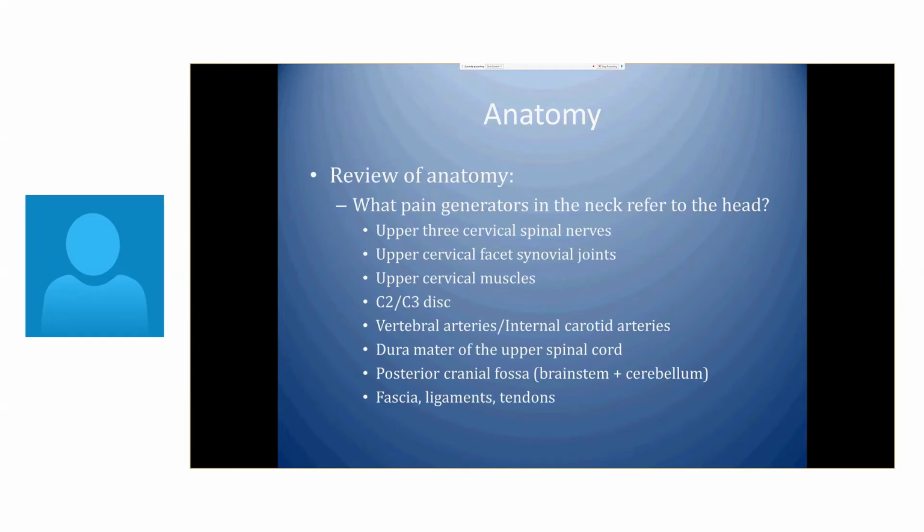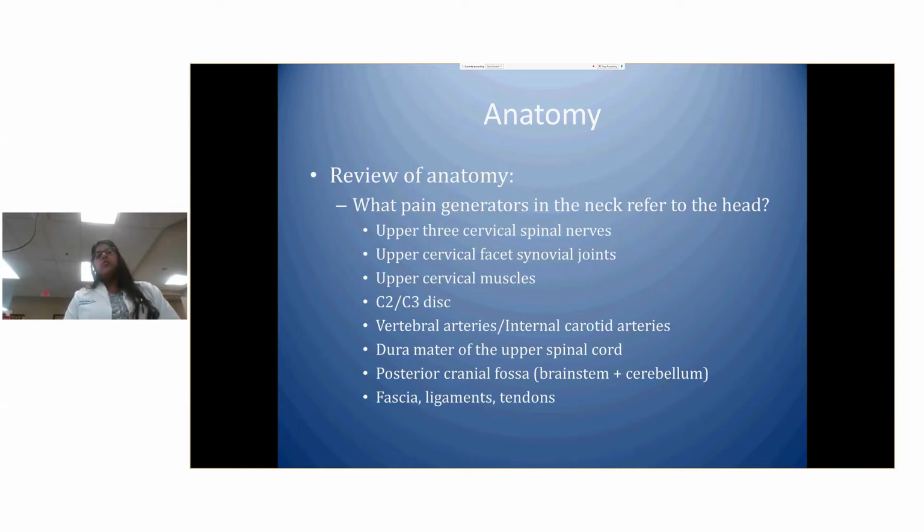So to review the anatomy, what pain generators in the neck refer to the head? This will give us a better understanding as to why neck disorders or pathology can refer to the head. There are several generators, which many of us know can refer to the head. The upper 3 cervical spinal nerves are one, cervical facet joints are another. The actual muscles of the cervical spine can refer pain to the head. The intervertebral disc, specifically at C2, C3.